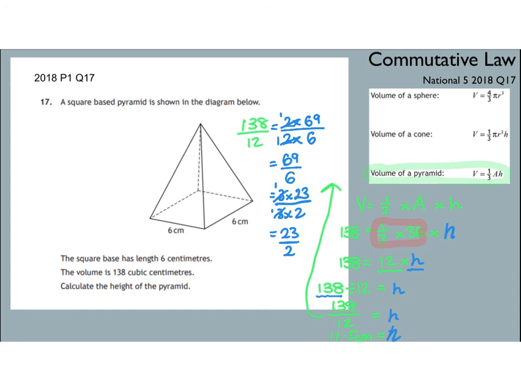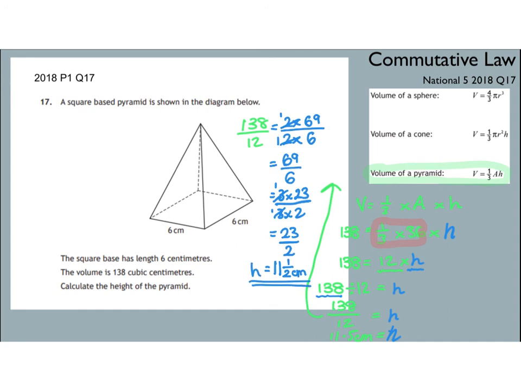Now, to finish it off, 2 goes into 22 11 times, and there's a remainder of 1. Be careful to write your remainder 1 as 11.5. So that gives you an alternative way to work that one out. 11.5 centimetres for your height.